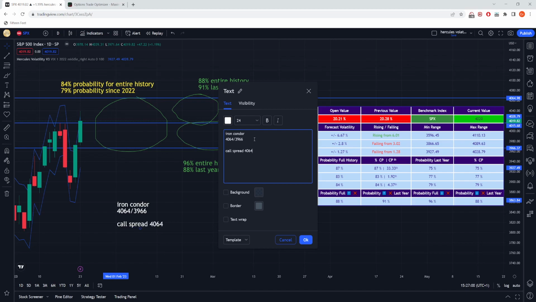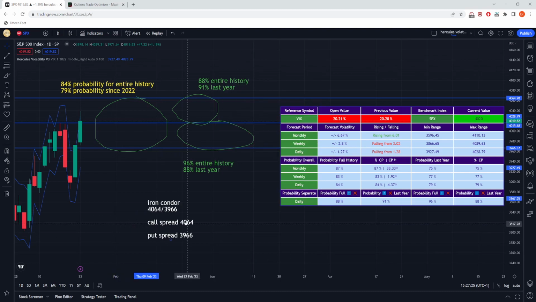4064 and 415, or we can make a put spread, and in this case the put spread is going to be 3966 415. But yeah, 415 is irrelevant.